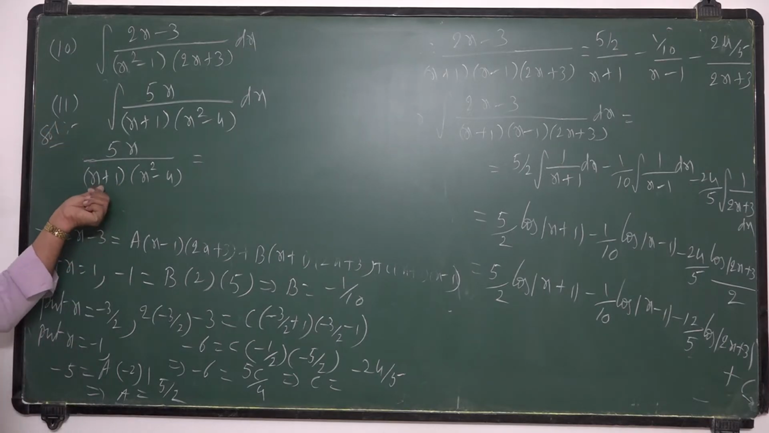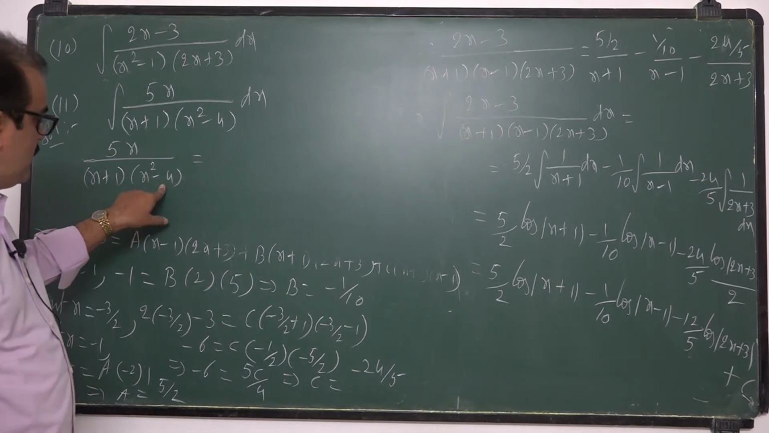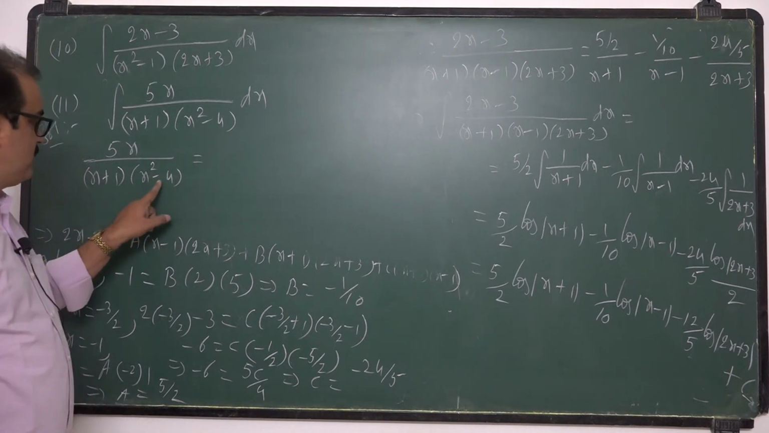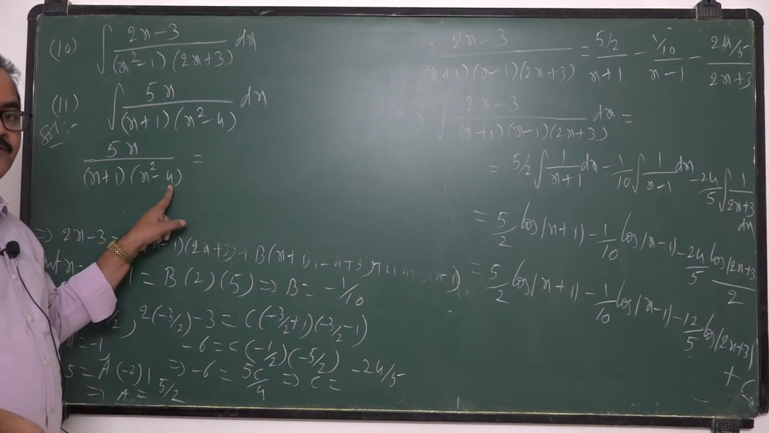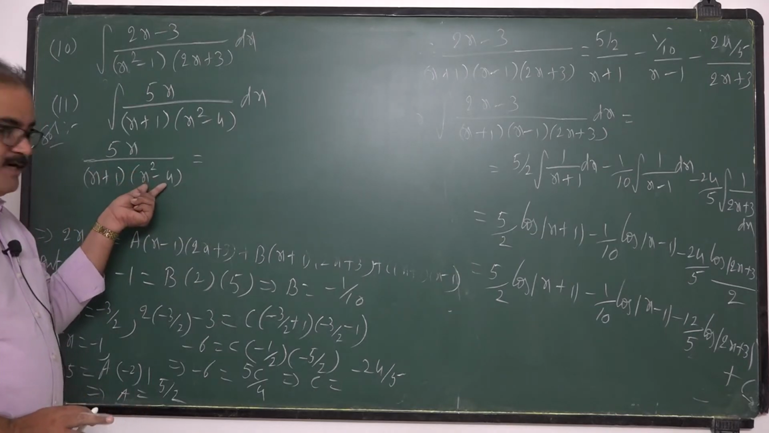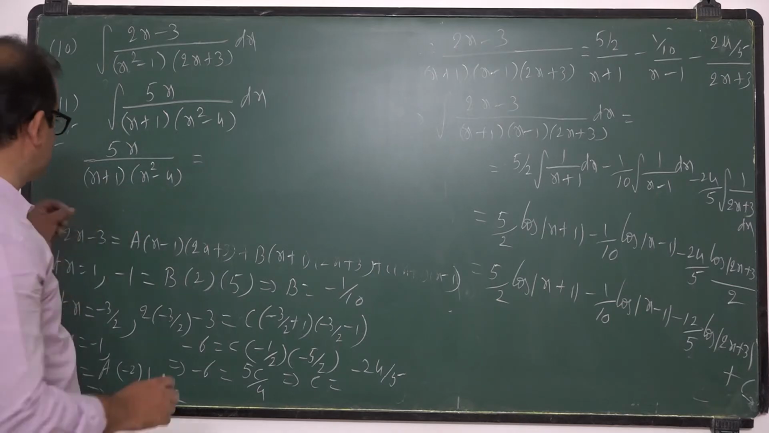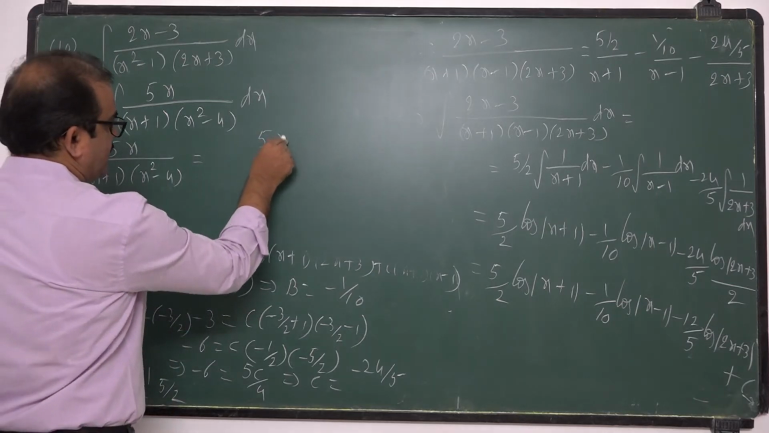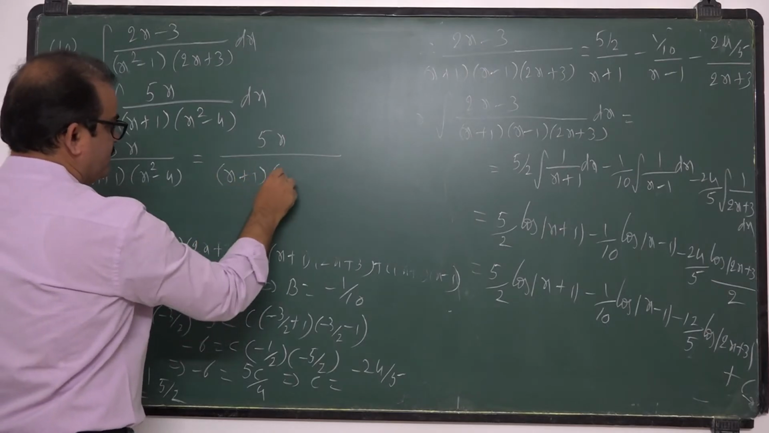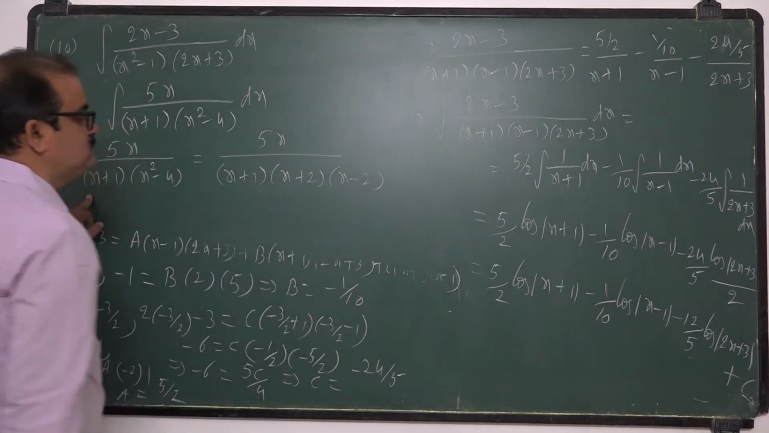It has a linear factor and a quadratic factor, but this quadratic factor is reducible. We write x square minus 4 as x plus 2 into x minus 2. If a quadratic factor is reducible, you must reduce it into linear factors. So write it as 5x by x plus 1 into x plus 2 into x minus 2.